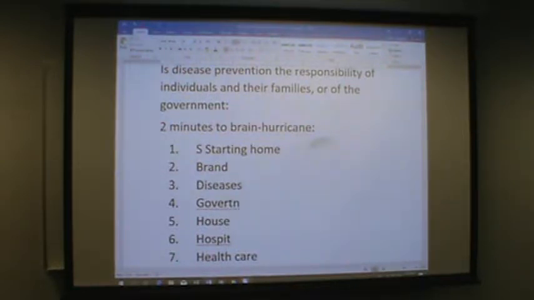Brand. That's a little S, because I don't know too much about it. So I can use it as a supporting detail, but not as a main point. Okay, here we go. Diseases. Is that a yes or no? Yes. Let's say point number 1. All right? Government. Yes.